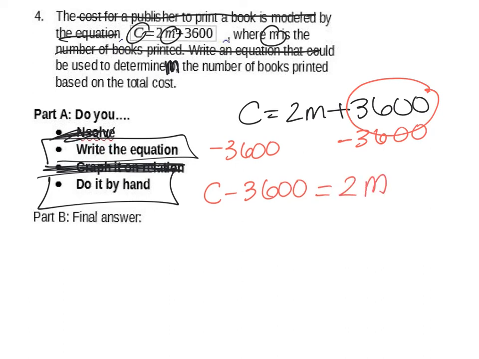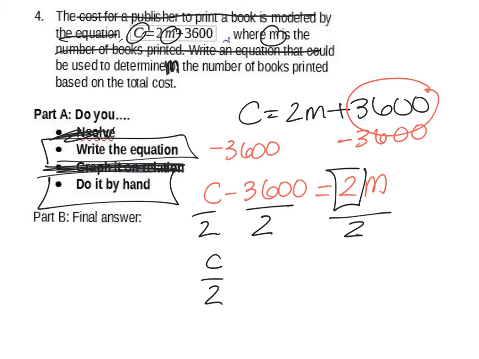Hold up, I'm not done. I still got this 2 in front of me. How am I going to move it to the other side? Don't say subtraction. Don't say addition. We are multiplying 2 times M, so we're going to divide each of them. C cannot be divided by 2, so you're just going to leave it like that.